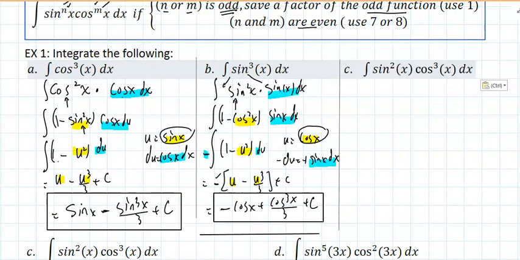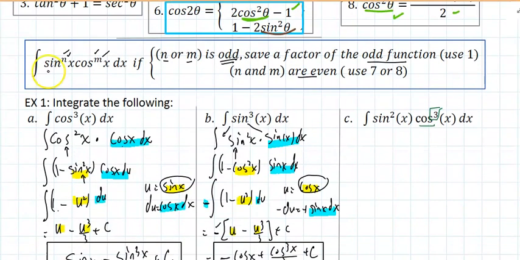I notice here I have sine and cosine, but it doesn't matter to me because I see there is a cosine raised to an odd power. If you see a combination of sine or cosine, if one of them is odd, save one of the odd factors. So this sine I'm going to leave alone. But this cosine, I'm going to save a cosine out of it and write that as a cosine squared of x. Remember, this is my du.